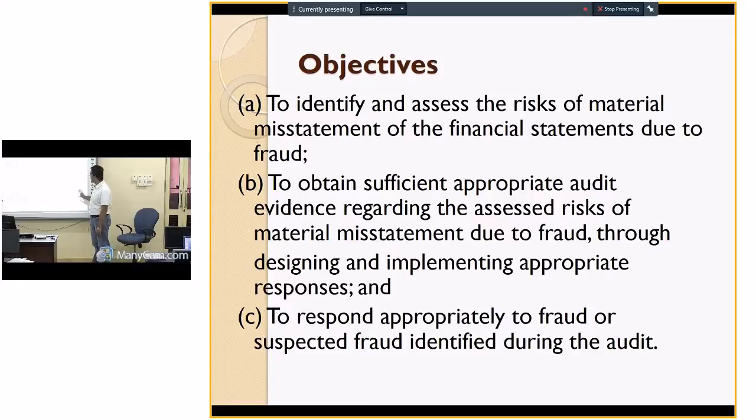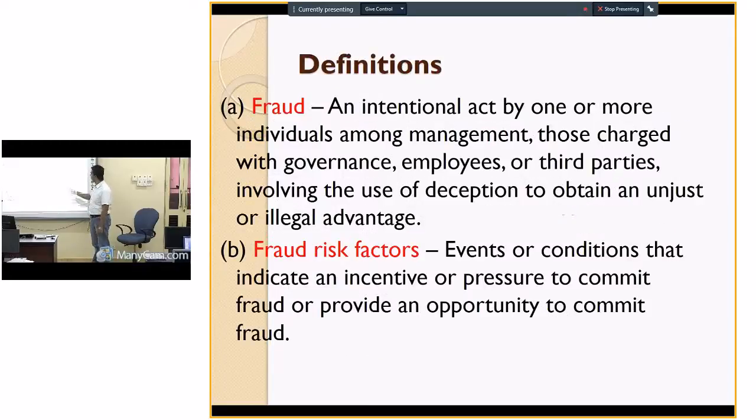So these are the objectives we already discussed. Fraud is an intentional act by one or more individuals among management, those charged with governance, employees or any other third parties involving the use of deception to obtain an unjust or illegal advantage. Right? So what is that in simple terms, as we discussed? It's an intentional act to obtain an unjust or illegal advantage or benefit.